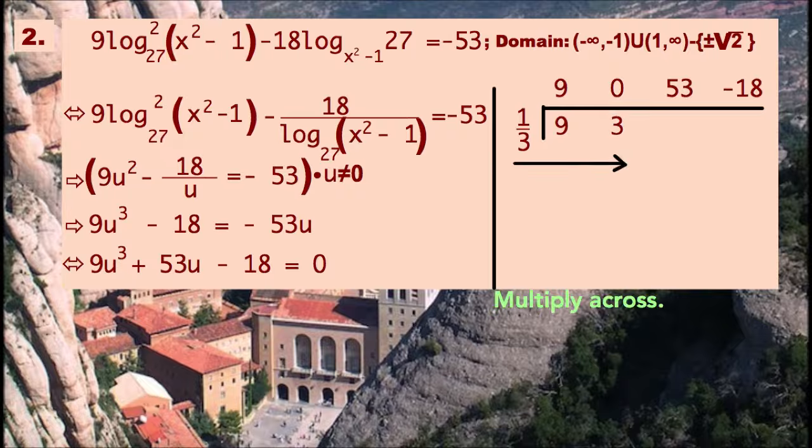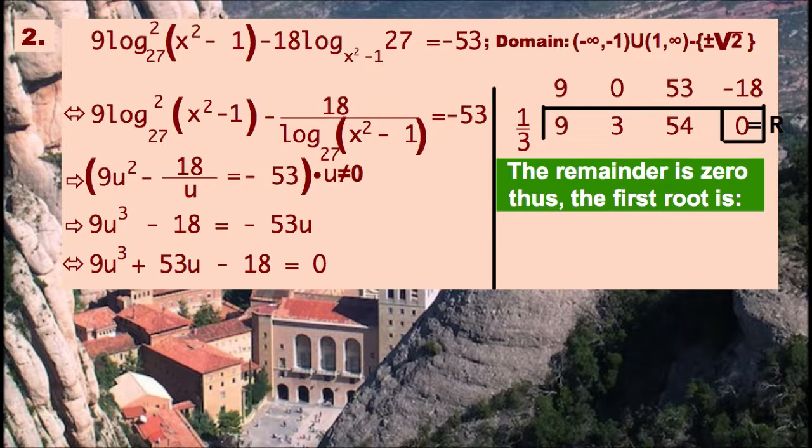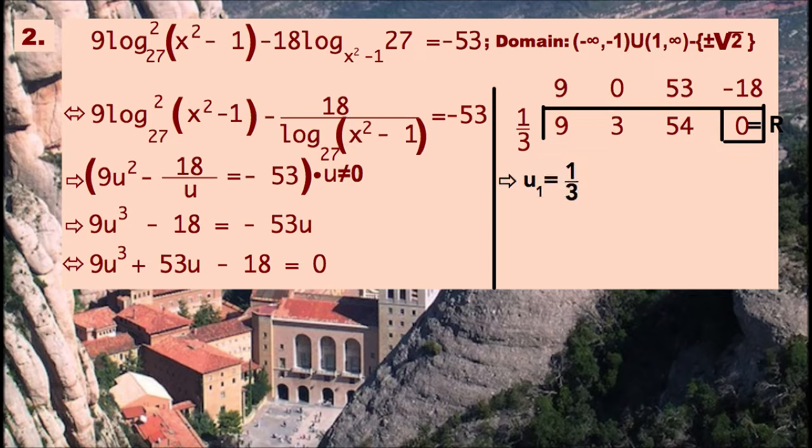Now just do it again. 1/3 times 3, multiplying across, which is 1. Add it to 53. We add diagonally, which gives us an answer of 54. Now repeat that process one more time. Multiply across, 1/3 times 54, is 18. 18 plus negative 18, as we add diagonally, is 0. The remainder is 0. Thus, the first root is u1 equals 1/3.